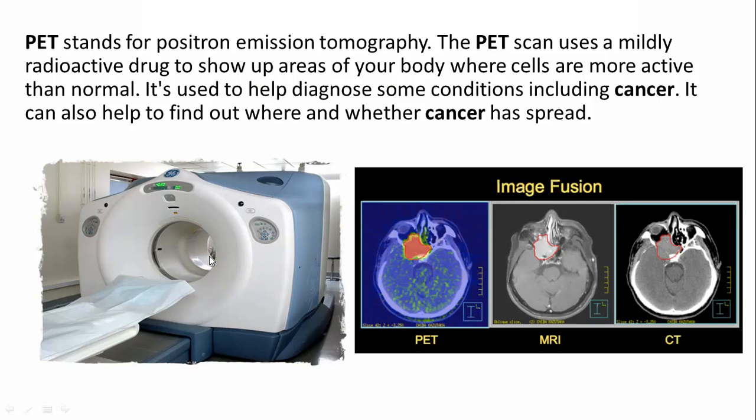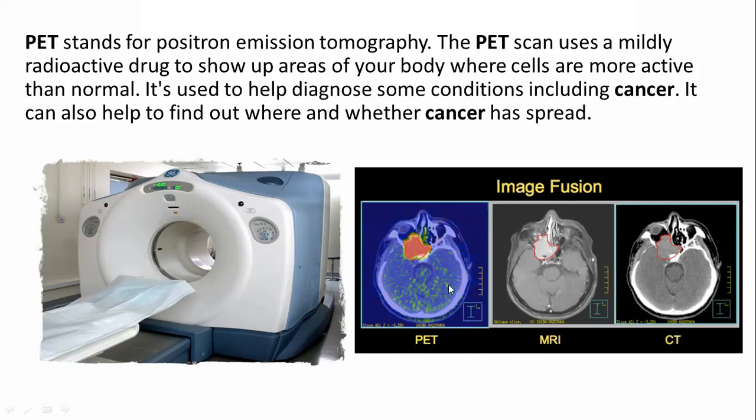So how does it actually work? It uses some radioactive drugs to show up the areas in the body where the cells are more active. So it is used for the diagnosis of conditions like cancers, and it also shows where the cancer has spread. Let's suppose this is the tumor.